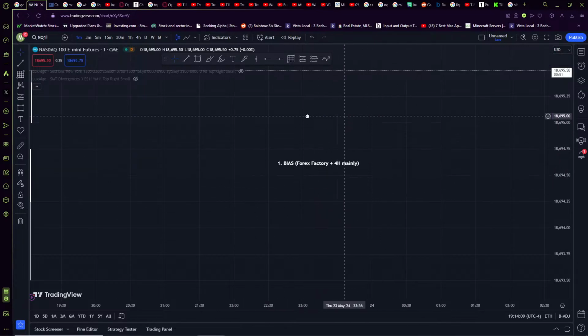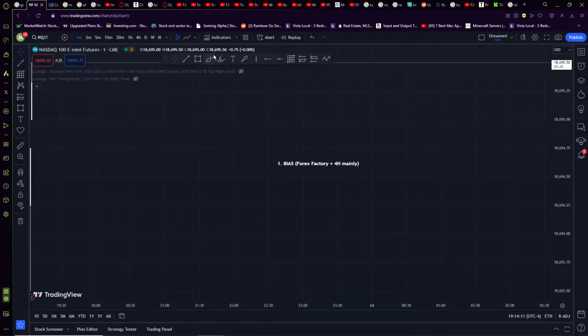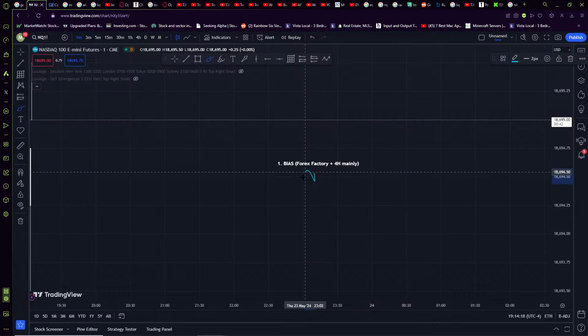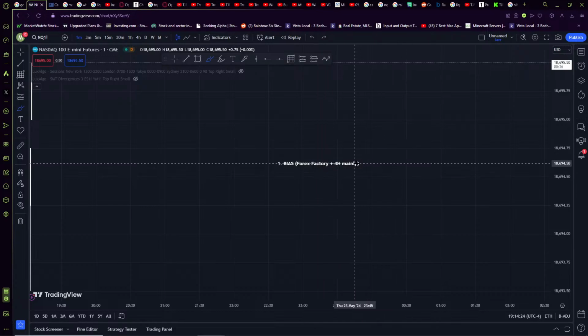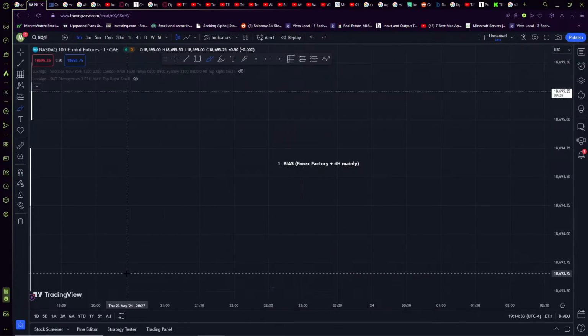Right, so Forex Factory, news comes out, less than expected, meaning bad for currency, good for this index. So we know we're bullish here. 4 hour, we're also bullish. We're overall having a strong bias. Now, 4 hour mainly, what does that mean? Because we're also going to scale into 1 hour. We're going to use the confluences from all time frames and give us context into what's going on, right?